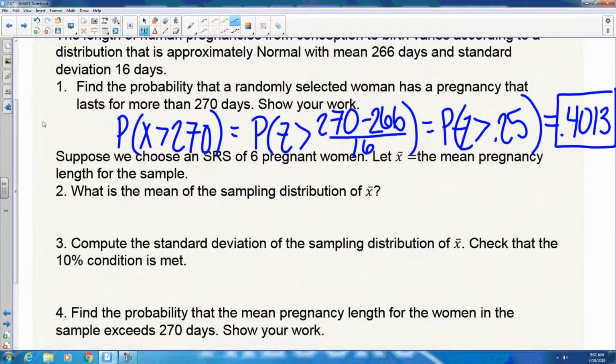Now we're looking at the same kind of information about the pregnant women and the length of their pregnancy, but we're looking at 6 pregnant women all at once. So this is a sampling distribution. What is the mean of the sampling distribution? It's going to be the mean that they gave us for the normal distribution. It's going to be 266.